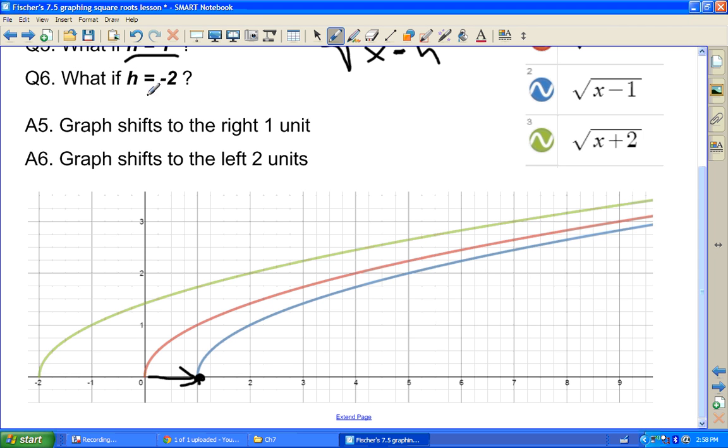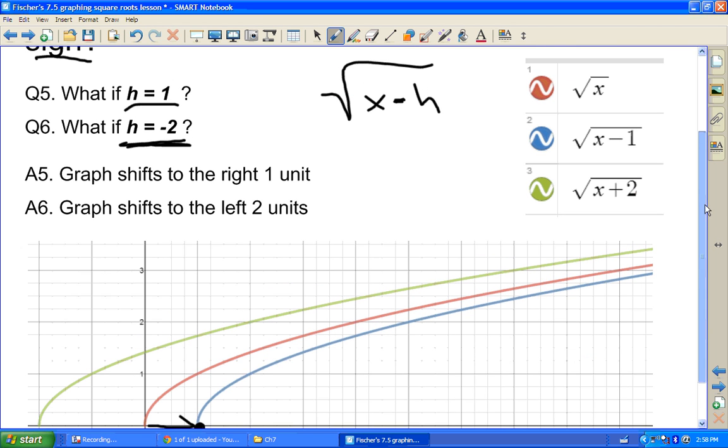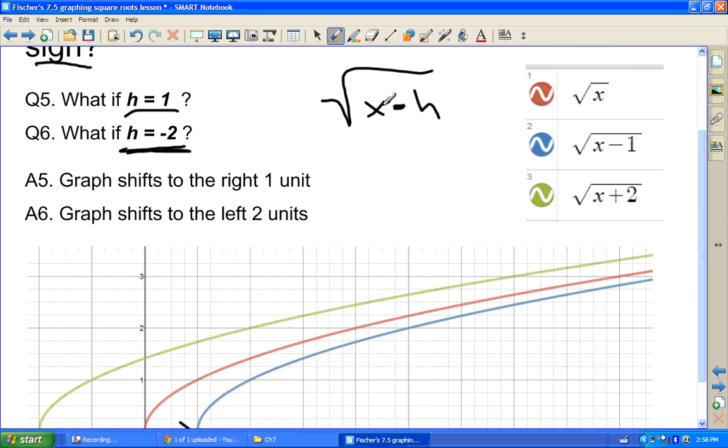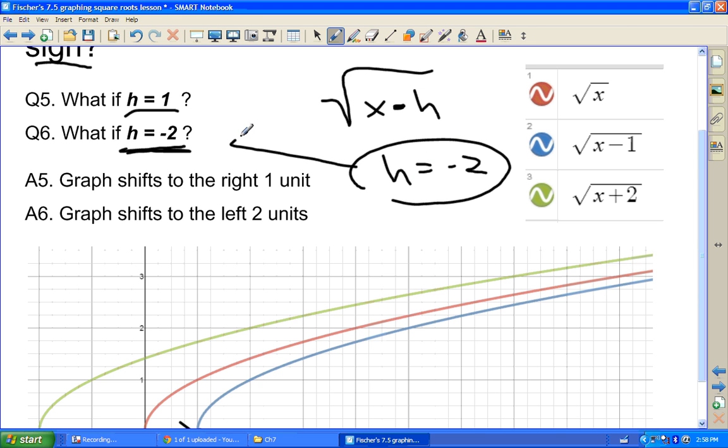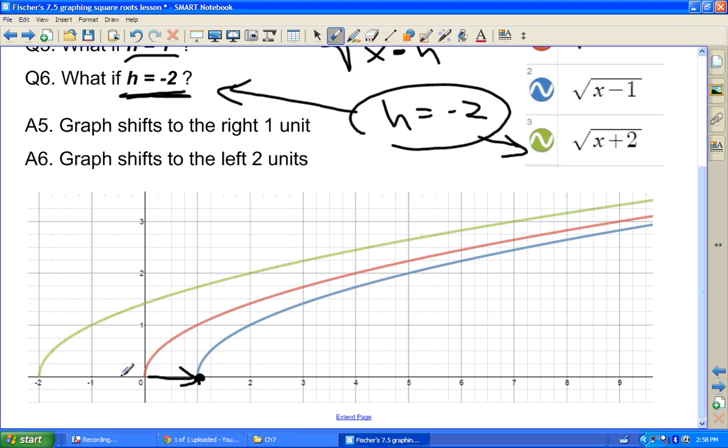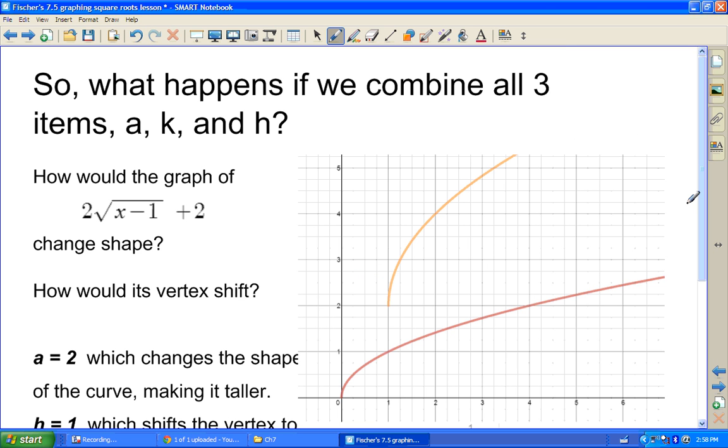If I make h -2, in other words, there's a +2 underneath here. Remember that they're looking for a minus here, x minus h. So x plus 2 is an h of -2 to make that true. This situation, that's the green one. Notice it shifted over to the left 2 units from my base function's origin. You moved it over 2 units. Here's my new vertex. And the shape of the curve is basically the same. It just shifted over. So that's how these things change the shape of the graphs.